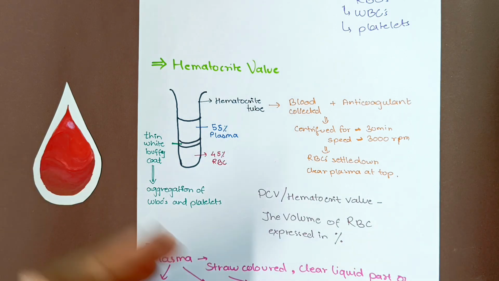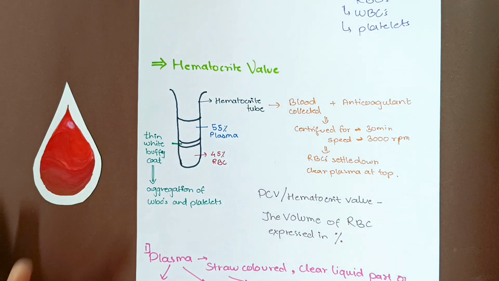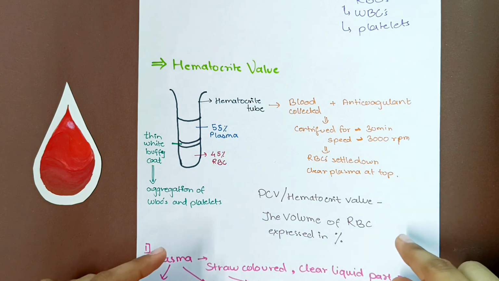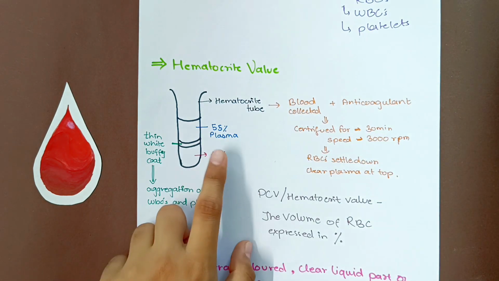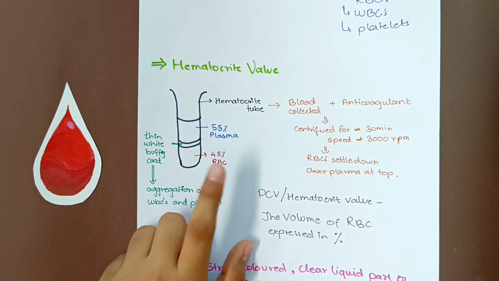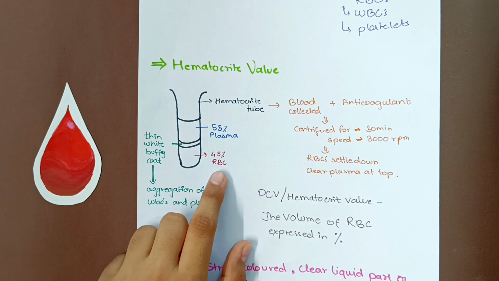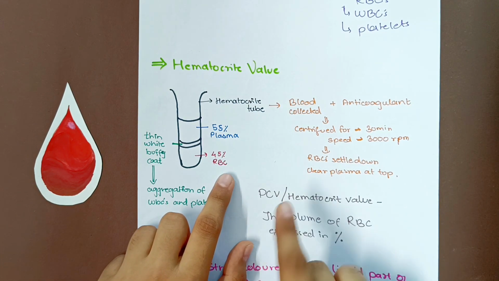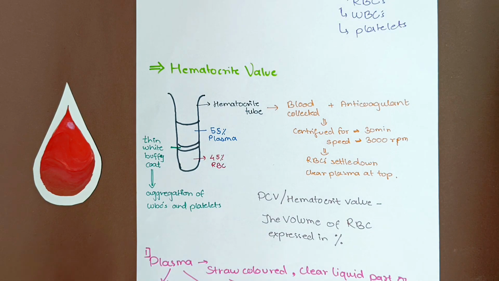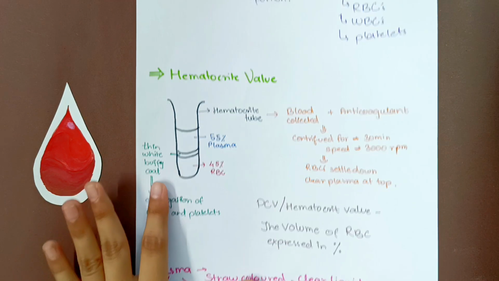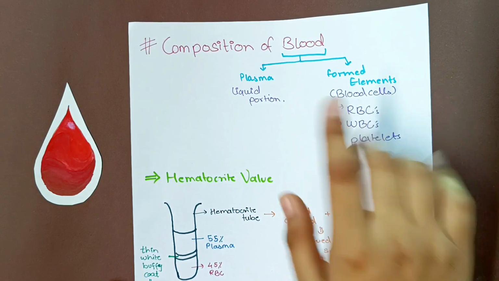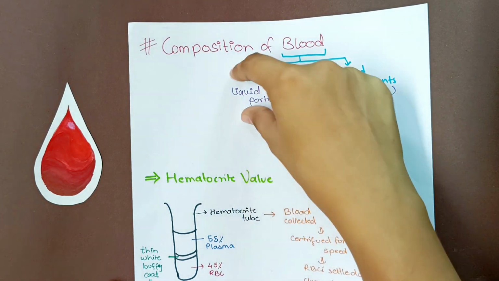That's it. Now, what is hematocrit value? It is nothing but the volume of RBCs expressed in percentage. So this is our hematocrit value, or we can say packed cell volume, which is PCV. Okay, that's it for hematocrit value. Now, we talked about the composition of blood. We talked about plasma and formed elements.